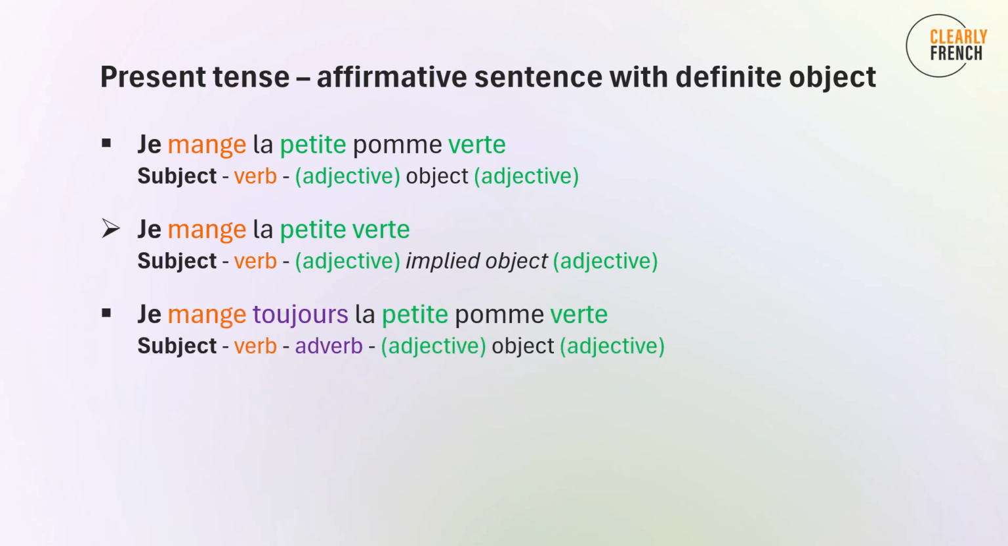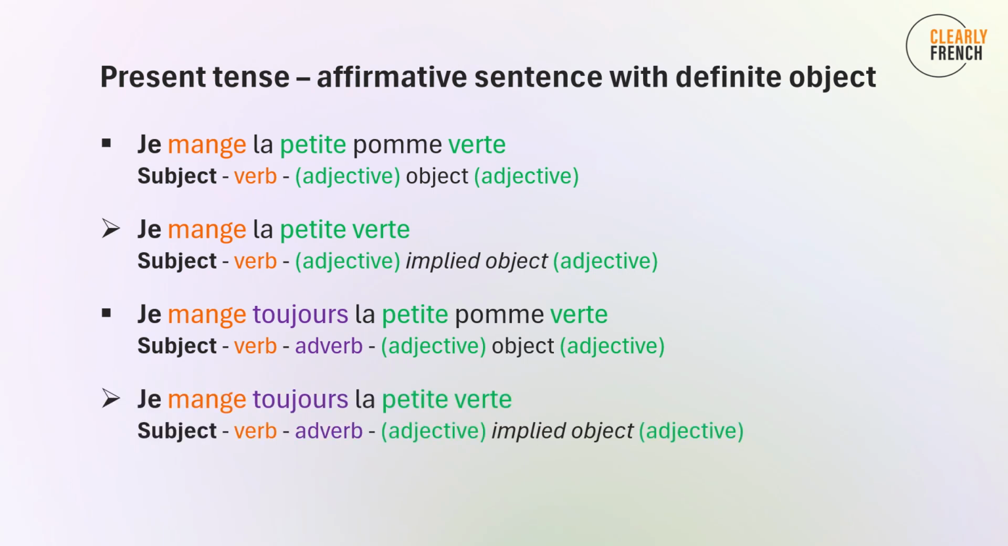Je mange toujours la petite pomme verte. Here we've added an adverb, and we said adverbs go straight after the verb. Je mange toujours la petite verte. Again, I always eat the little green one. Pomme is the implied object. It's not really in there, but it is.